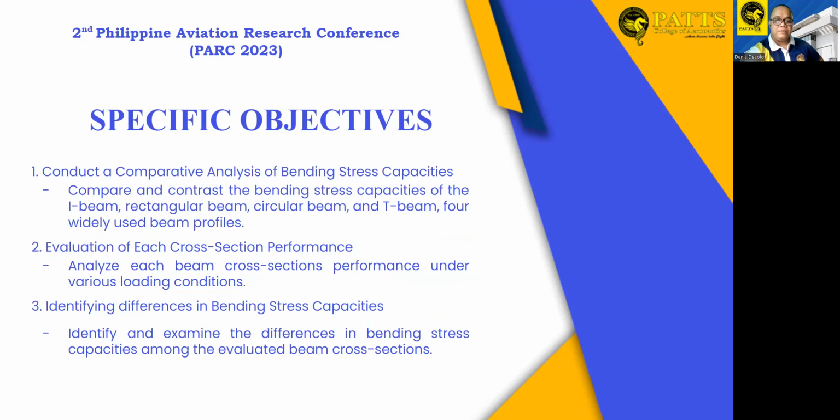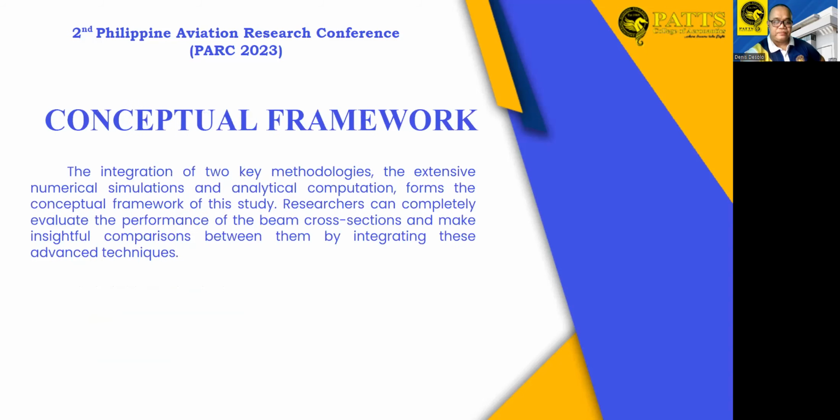For the specific objectives of my study, first, conduct a comparative analysis of bending stress capacities. Compare and contrast the bending stress capacities of the I-beam, rectangular beam, circular beam, and T-beam, four widely used beam profiles. Second, evaluation of each cross-section's performance. Analyze each beam cross-section's performance under various loading conditions. Last, identifying differences in bending stress capacities. Identify and examine the differences in bending stress capacities among the evaluated beam cross-sections.